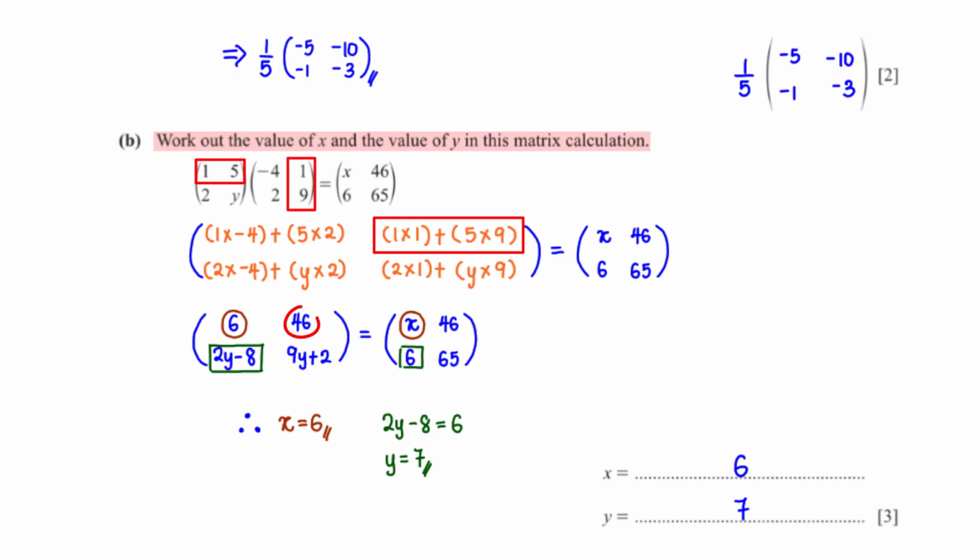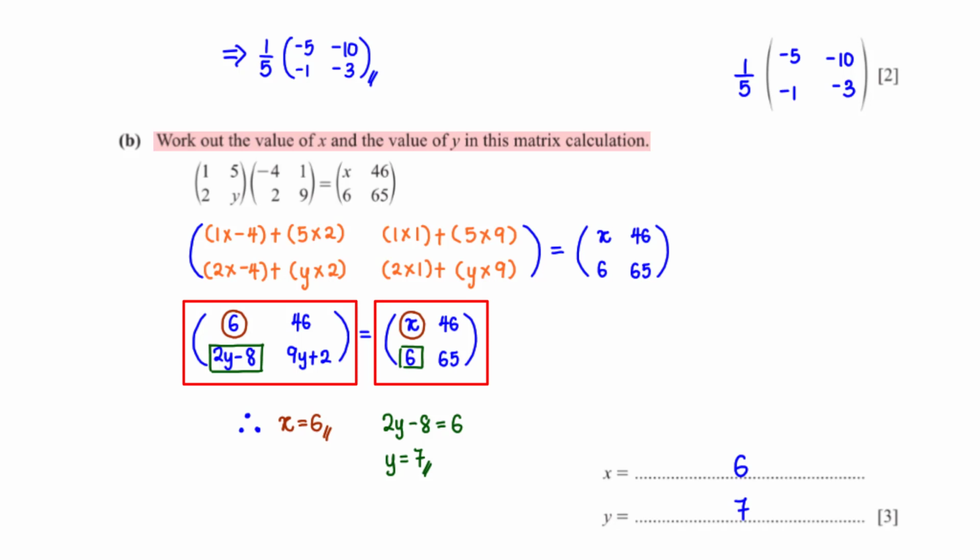This gives us 46. To get the number in this position, we multiply the elements in row 2 of the first matrix with the elements in column 2 of the second matrix. This gives us 9y plus 2. When we compare these two matrices, we see that x is 6. 2y minus 8 equals 6, which gives us y equals 7.